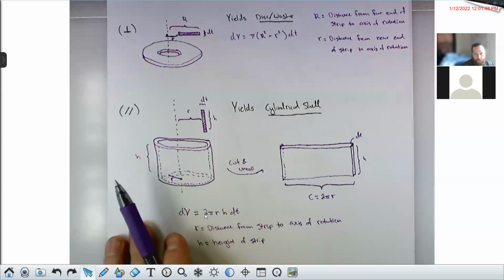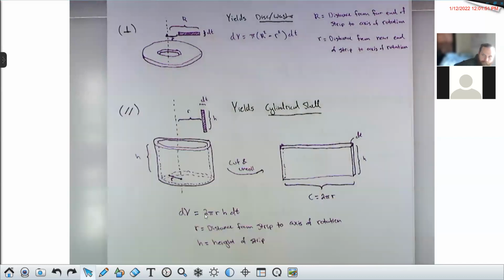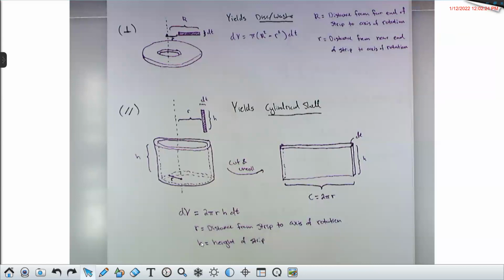Everything we've talked about for volumes is encapsulated on this page. This is everything you need to remember in order to solve any of the problems from section 6.2 and 6.3. And you do need to remember this stuff. When people ask me for formulas, is there a formula I can memorize? Here it is. Here's the formula for the cylindrical shell stuff. Here's the formula for the disc washer stuff. All right, specifically this and this, this and this. If you remember that, you're good to go. Comments, questions?